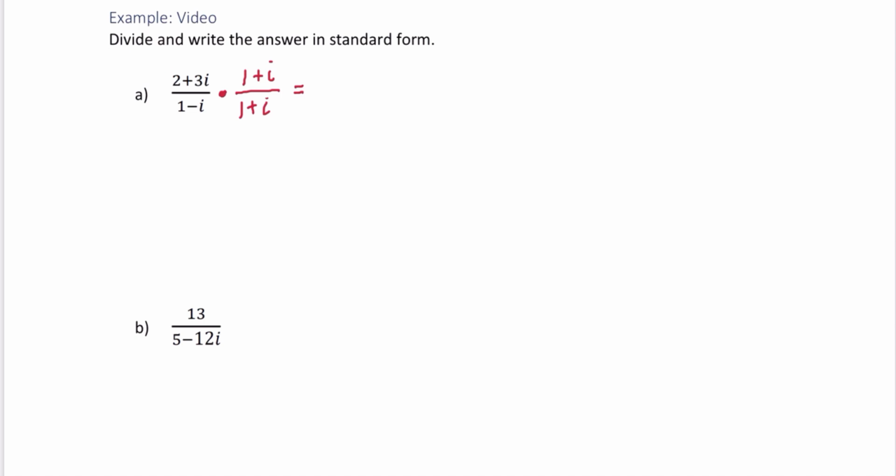In the numerator, notice we have an imaginary number times an imaginary number. Here we'll just distribute. 2 times 1 is 2. 2 times i is 2i. 3i times 1 is 3i. And then 3i times i is 3i squared.